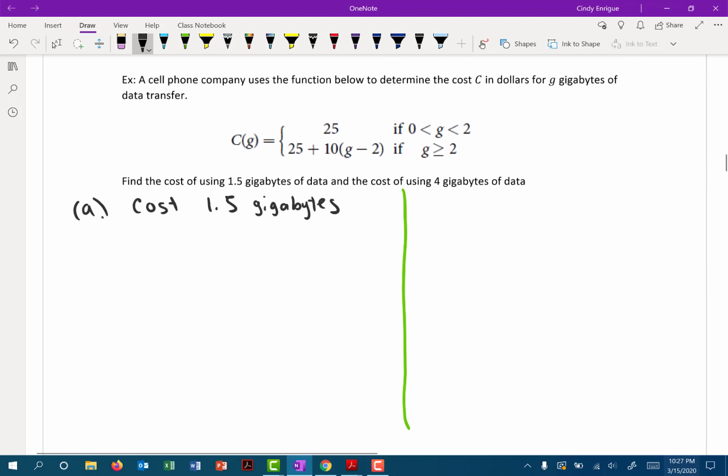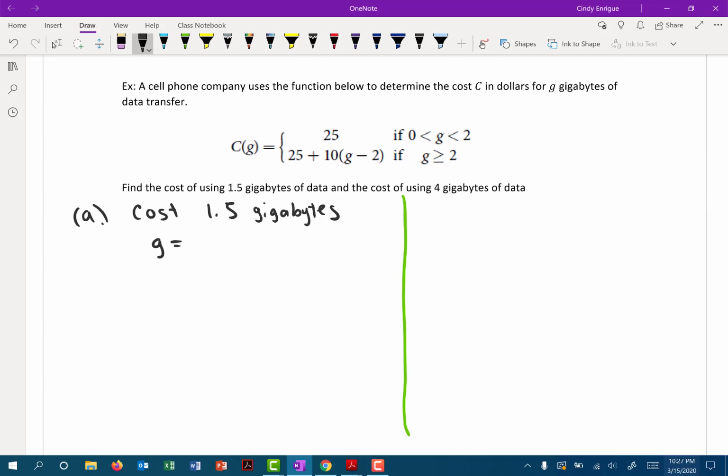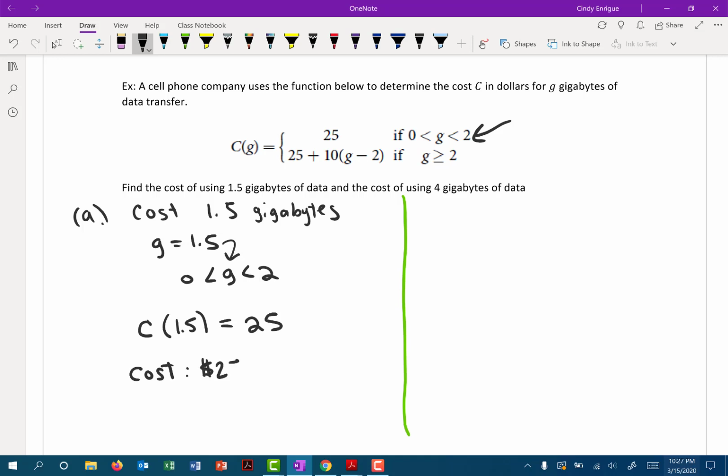So that means that my G value is equal to 1.5. Since my G value is 1.5, I know that G is represented between 0 and 2. So that's this one. Since my G value here, 1.5, is between 0 and 2, then I know I'm going to be using that first one. So I know that C of 1.5 is equal to 25. So then my cost is going to be $25.